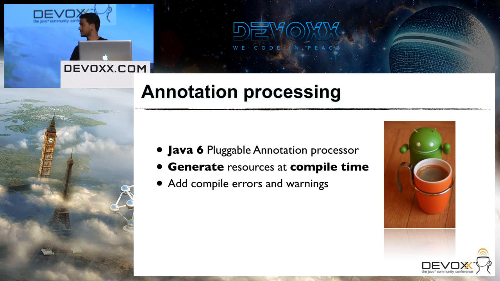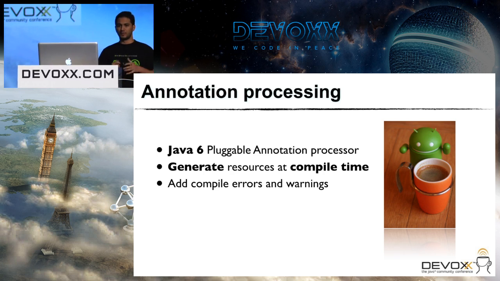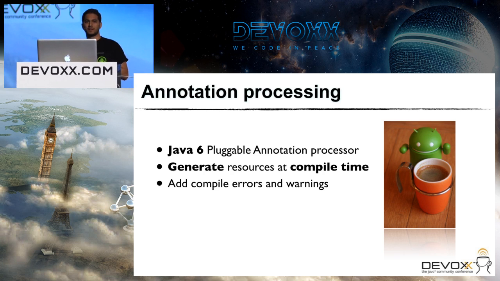Android Annotations is an annotation processor. Annotation processing appeared with Java 5, and it became a standard with Java 6. An annotation processor works at compile time. It can generate resources, and it can add errors or warnings at compile time. In the Android Annotations context, we use it to generate the boilerplate code and put it in subclasses. Pierre-Yves will show you more details about this in the live coding.